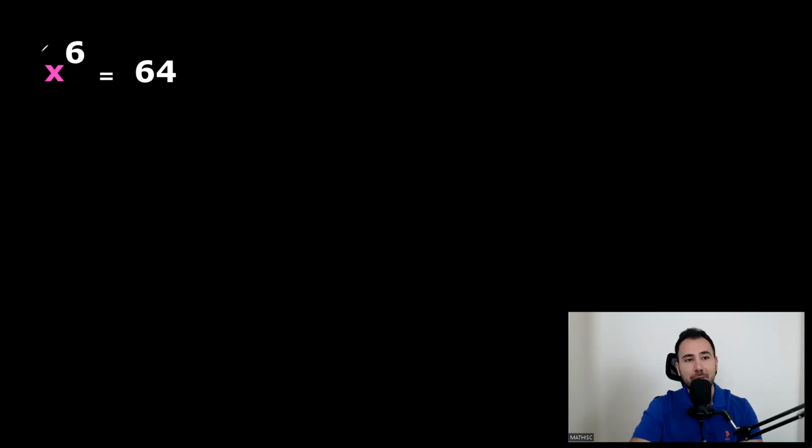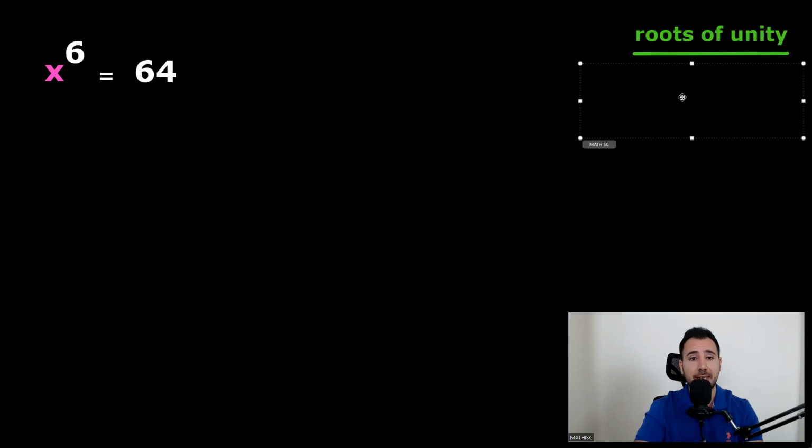Well, in this video, we're going to solve this equation and find 6 solutions. If you found just 2, okay, that's one of the solutions, but we're going to find 6. And to do that, we're going to use roots of unity. You can learn about it more, but I'm going to make it as simple as possible in this video.